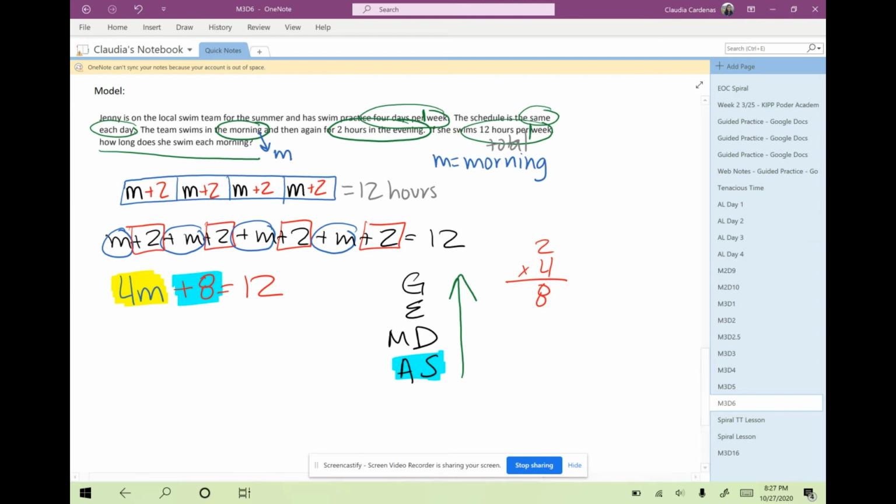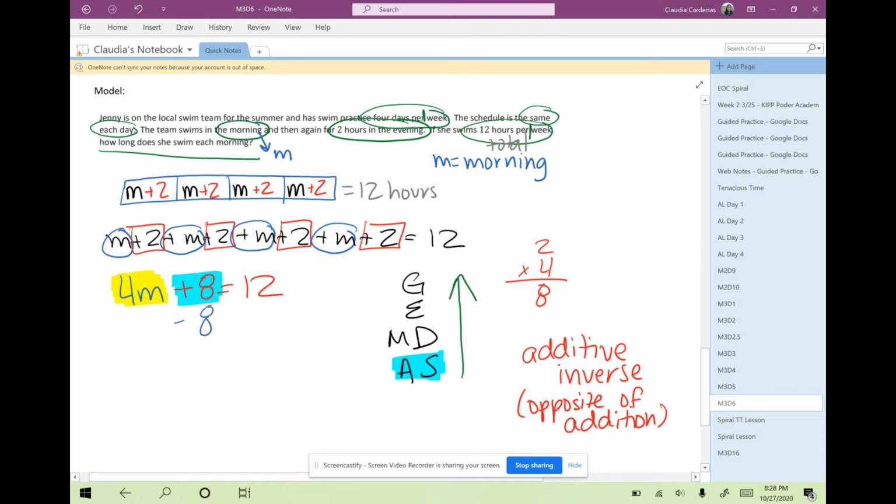So I need to think about what is the opposite of adding 8? Well, that would be taking it away or subtracting. And we call this the additive inverse. I'm going to go ahead and write this down. The additive inverse is the opposite of addition, right? So what is the opposite of addition? Well, we just said it was subtraction. So I'm going to show that in this equation by writing a minus 8.